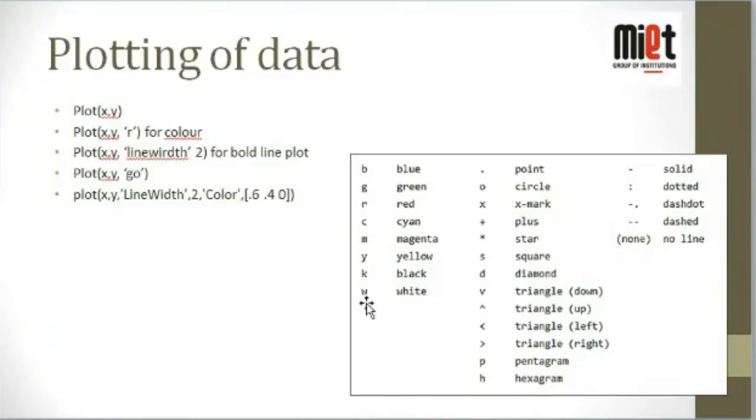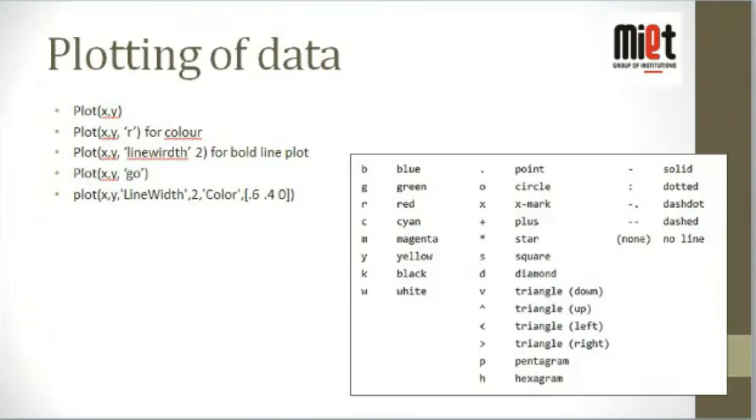And if I replace the line with a point, I can use dot. And if I replace the line with small circles, I can use the O. And if I replace the line with the X, I can use X. So these are the symbols for replacing the line with the respective point, circle, X, plus, star, square, diamond, triangle. Now we see how this works.